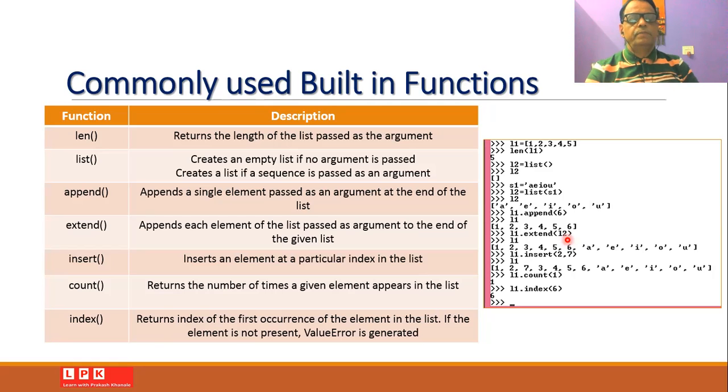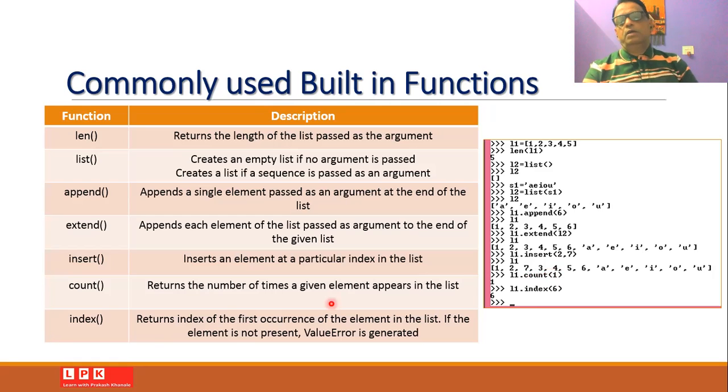The insert function will insert an element at a particular index in the list. For example, if I write L1.insert(2, 7), one can observe that the element 7 will be inserted at the index 2. So at the index of 2, the element 7 will be inserted into the list, and therefore the list L1 will be displayed as 1, 2, 7, 3, 4, and so on.